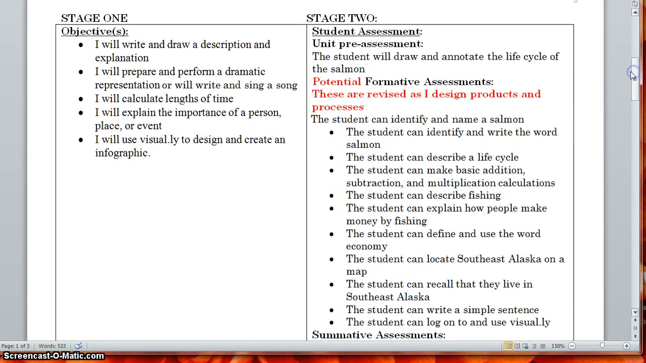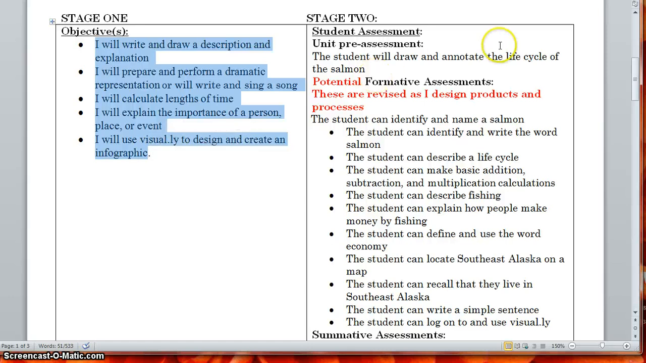If we look at the objectives for this unit that I designed, I will write and draw a description and explanation. Broad, that could apply to any number of content areas and any number of conditions. I'll prepare and perform a dramatic representation, or will write and sing a song. I will calculate lengths of time. I will explain the importance of a person, place, or event. And I will use visuals to design and create an infographic. So these are broad. I can reuse them. They're understandable to kids and families.